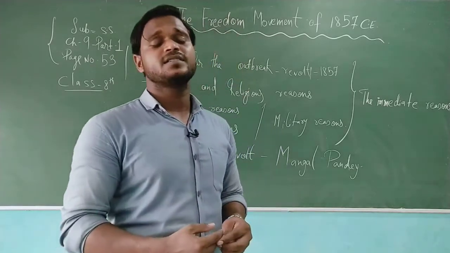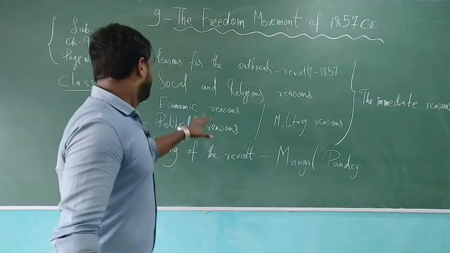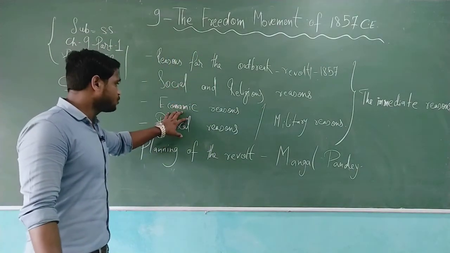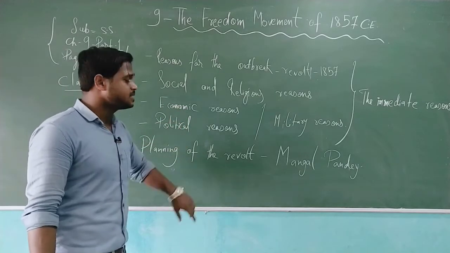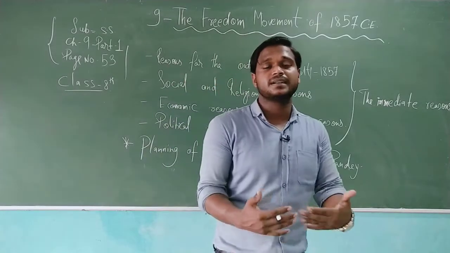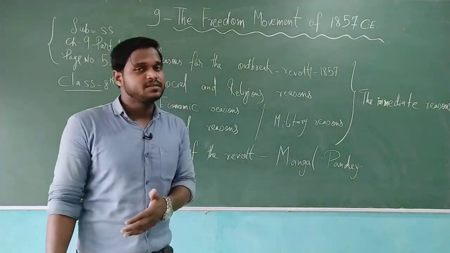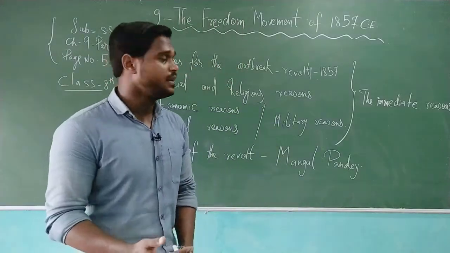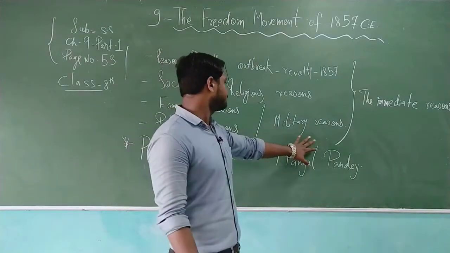Also I'll discuss the freedom movement of the revolt of 1857, along with these kinds of resources, the social and religious reforms. Then we'll go to the economic reasons, apart from that political reasons, the planning and the conservation of the revolt, how the revolt started at that time, what were the faults in the revolt, why it was not successful, why the 1857 revolt is said to be a failed revolt. Everything we'll be discussing here, and apart from that we'll also go through the military reasons.